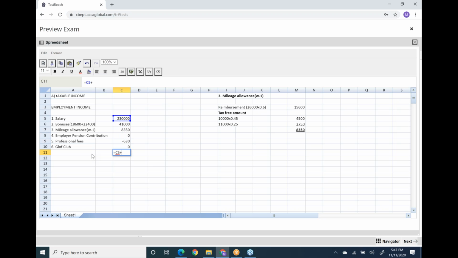Just simply applied the sum formula in it. Okay, so here you have your employment income. See, I've just done employment income. Okay, wait, it's azan time, just 30 seconds, wait.